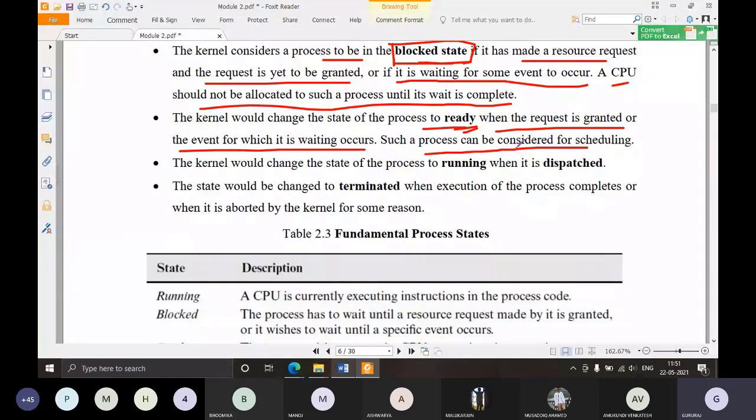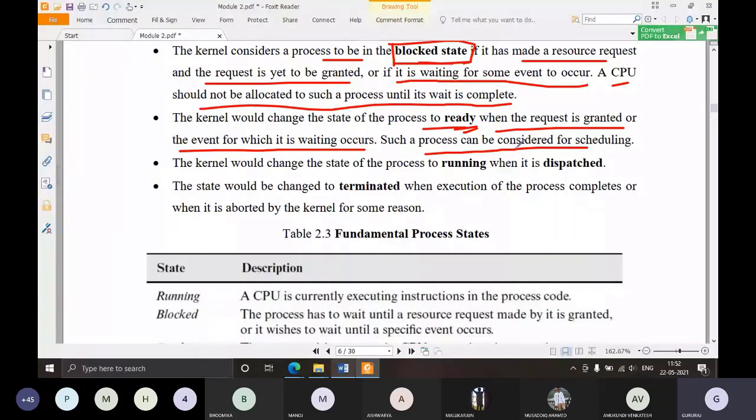Only the processes which are ready can be considered for scheduling. What I mean by that is only the processes which are ready can be given the CPU. If you are considering it for scheduling, it means you are considering it to allot the CPU.